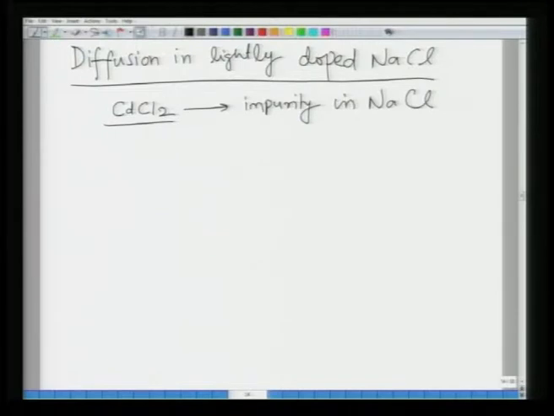When you dope sodium chloride with cadmium chloride, the cadmium goes to a sodium site. When cadmium goes to a sodium site, it will give one extra positive charge, so Cd_Na with a dot. If both the chlorines go to chlorine sites, these will be chargeless.